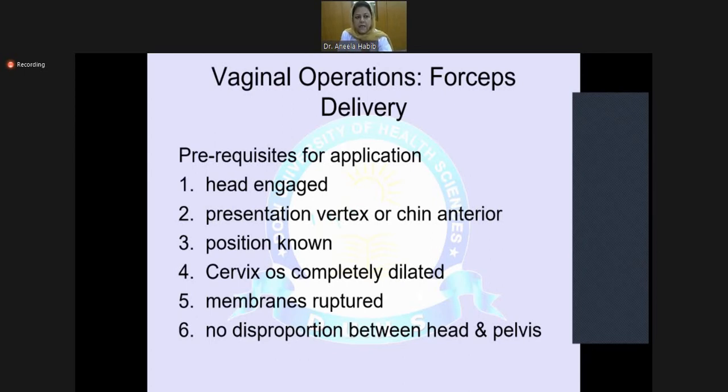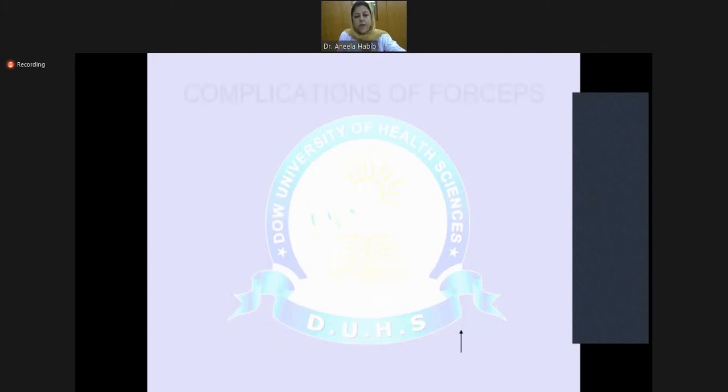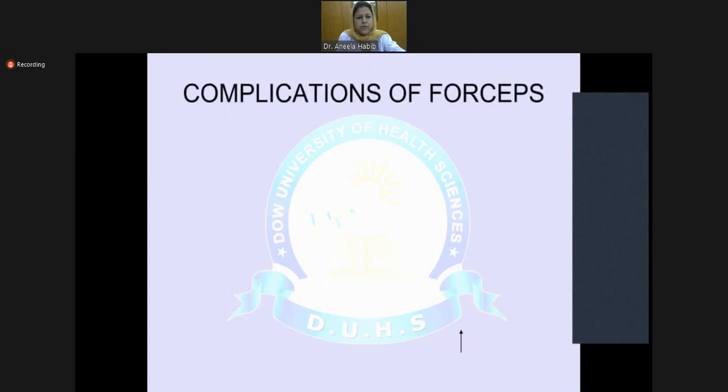Head is engaged. And in this, you need to empty the bladder as well. The bladder should be empty, because if the bladder is not empty, that may cause a fistula or damage. The rectum and the bladder should be empty before the application of your instruments. Head is engaged, presentation vertex. Position, you must know the position of the baby. Vertex is complete, cervix is completely dilated, and the membranes are ruptured. No disproportion between the head and pelvis. It means no cephalopelvic disproportion, or CPD, before the application of the forceps. You need to exclude all these things, and these are the prerequisites for the application, in which the bladder should be empty and the rectum should be empty.